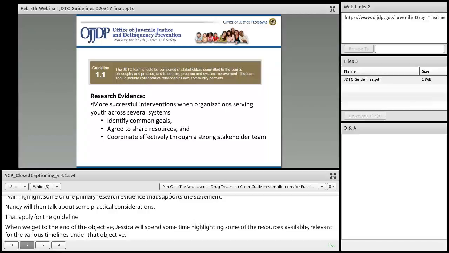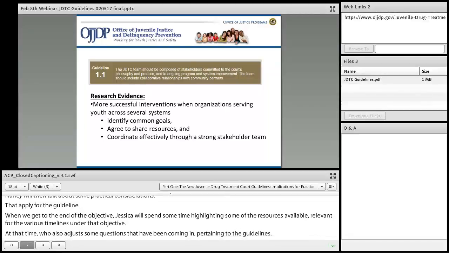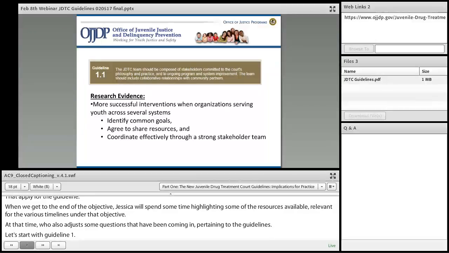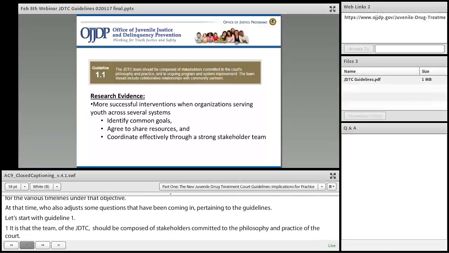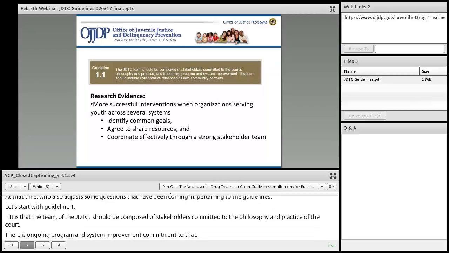Guideline 1.1 is that the team of the Juvenile Drug Treatment Court should be composed of stakeholders that are committed to the philosophy and practice of the court, and that there is ongoing program and system improvement, a commitment to that, and that would cut across all of the people that are involved. The team should also include collaborative relationships with community partners.